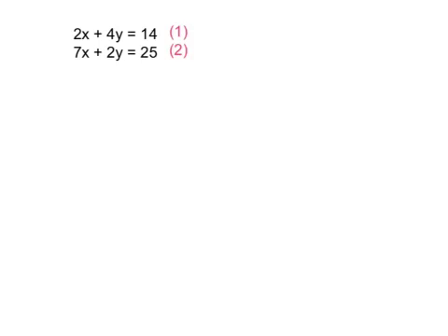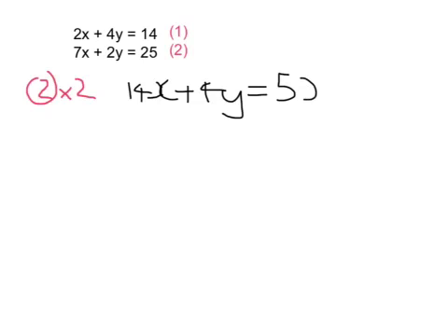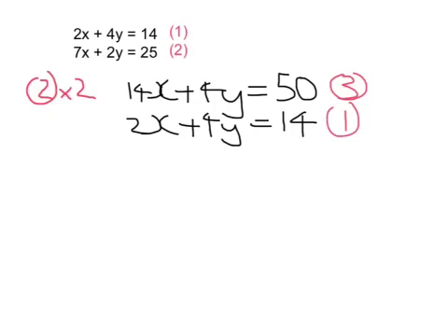I would solve this one by multiplying equation number 2 by 2. So we have 14x plus 4y equals 50. Then if we put equation number 1 underneath, we have 2x plus 4y equals 14. So let's call this one equation 3. We've got equation 1 here. So we subtract equation 1 from equation 3.